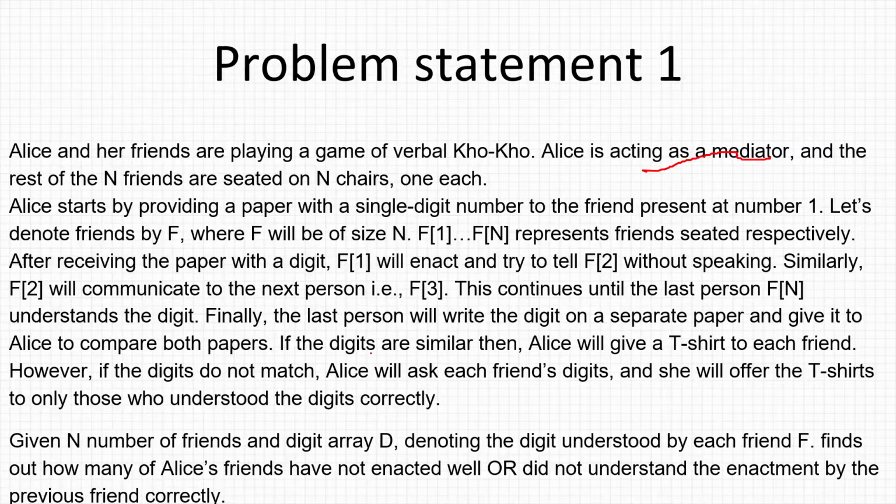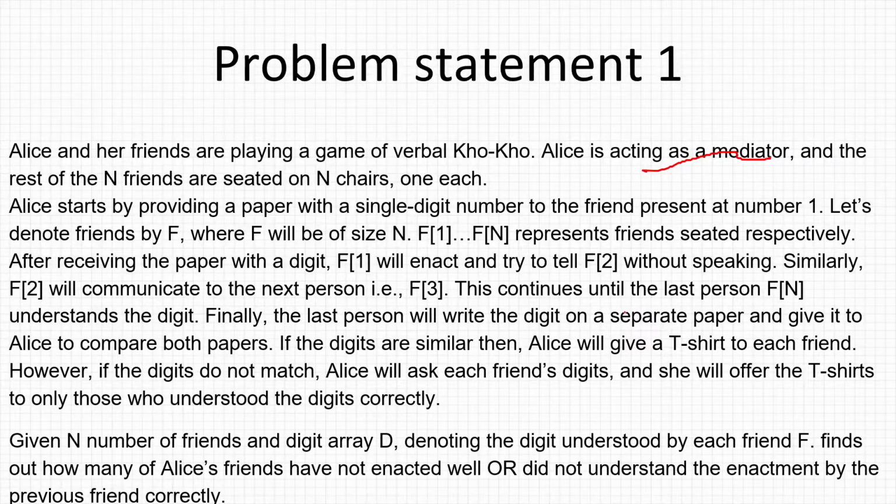Similarly, the communication happens and finally the last person will write the digit on a separate paper. The last person has nobody to turn to and give the paper, so he gives it to Alice to compare both papers: whatever Alice passed initially and the paper that the F of n person has written. If the digits are similar, Alice will give a t-shirt. Wow, Alice is going to give a t-shirt to each of the friends. Awesome, no? We all want friends like that.